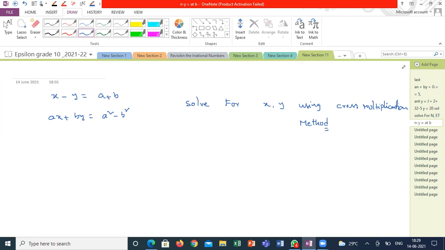How to do this question? Same method. First, you have to check what kind of solution it is having. What is A1 by A2 here? 1 by a. B1 by B2 is 1 by minus 1 by b. A1 by A2 is not equal to B1 by B2, then it is having one solution. One solution, then it is ready for any method.